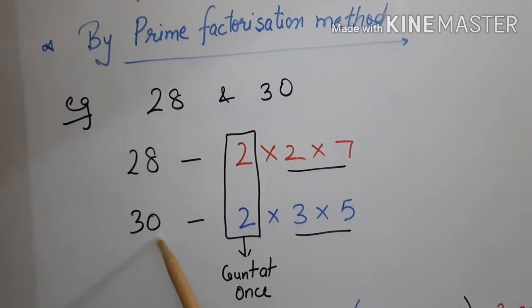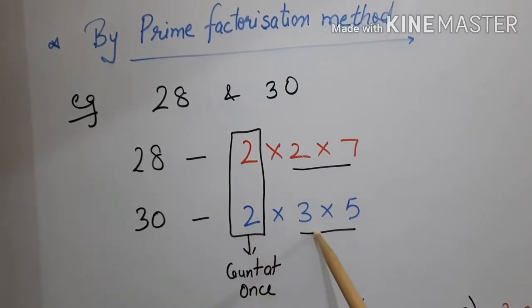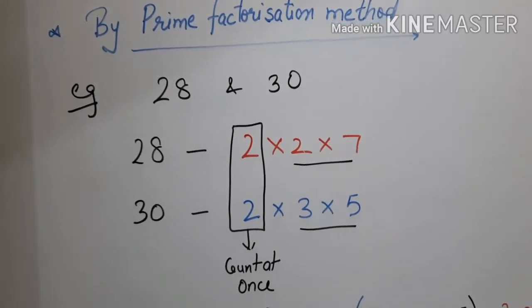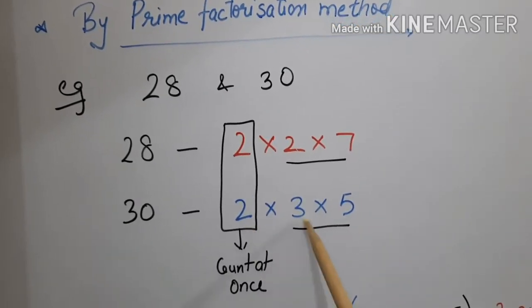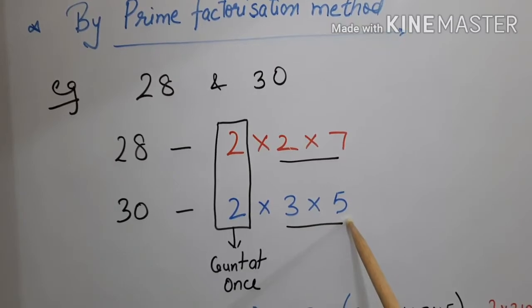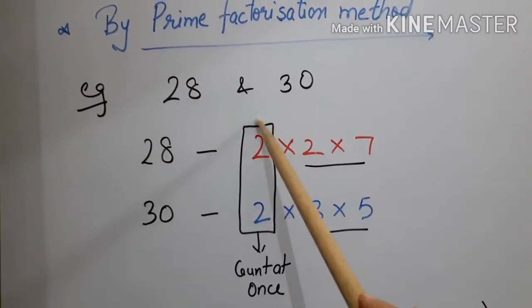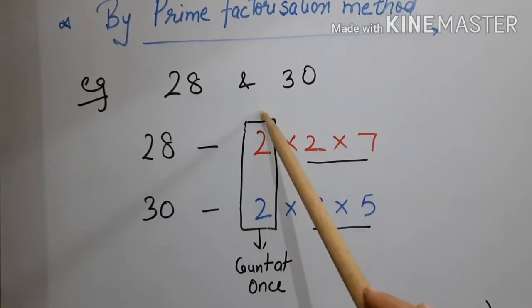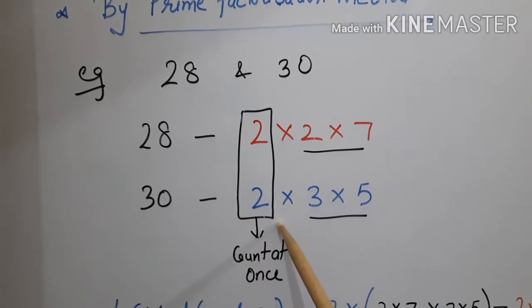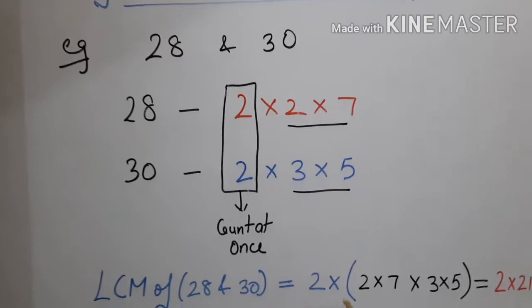And what are the factors of 30? They are 2 multiplied by 3 multiplied by 5. That is 2 times 3 is 6, 6 times 5 is 30. What do we observe in these two? We have one 2 which is common among these two. So I count it one time.